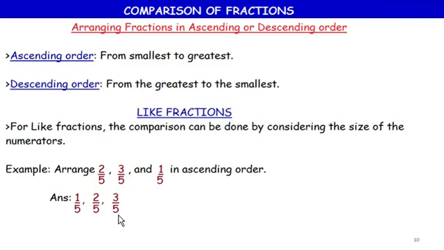Now when you say to ascend a staircase, it means you are at the base or the ground floor. So to ascend means move up, right? And then descending order is the opposite, from the greatest to the smallest. So when you say someone is descending a mountain, it means he's moving from the peak to the base, right? So that is descending order.